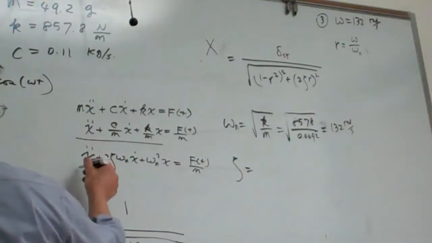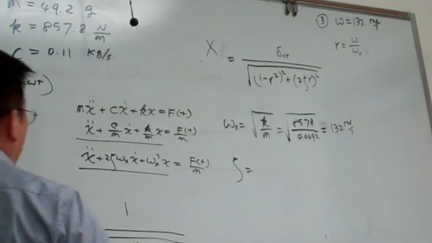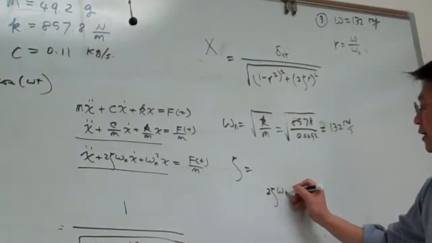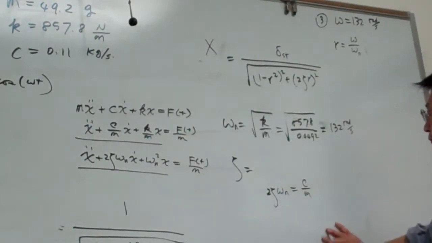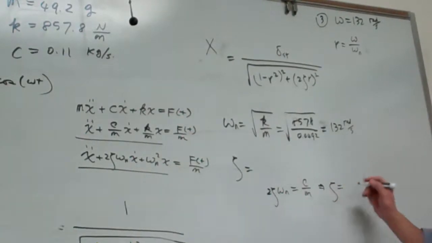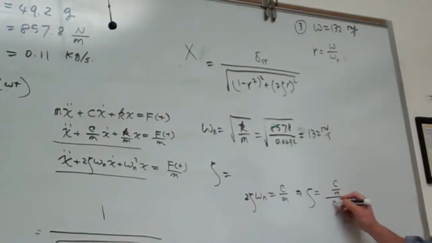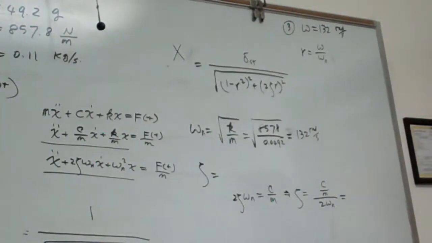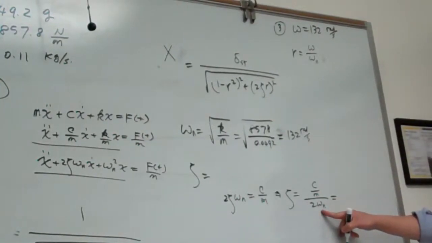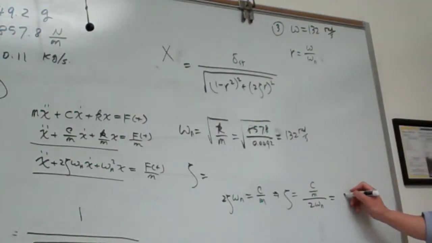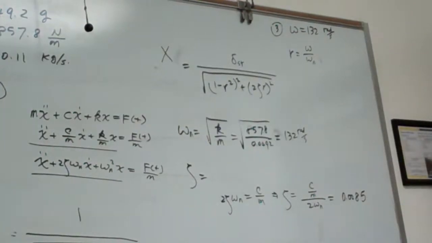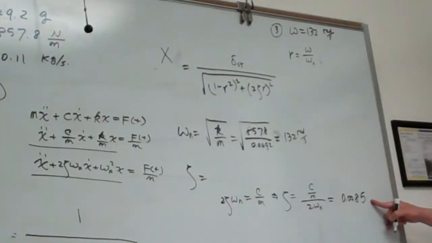Comparing the two forms, we know that 2 zeta omega n equals C over M. So zeta will be equal to C over M divided by 2 omega n. Good enough, we are given C and M, and we just calculated omega n. So we plug in everything here, and zeta will be equal to 0.0085. Again, zeta is the damping ratio, and it has no unit.